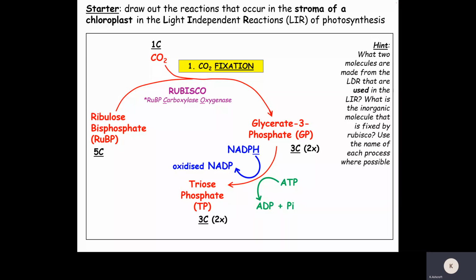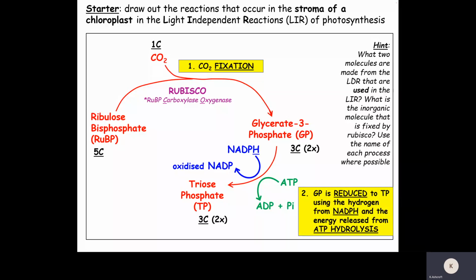Also, the triose phosphate in the stroma of the chloroplast can also be used to regenerate the RuBP, the 5-carbon. Now this is going to require some more ATP, but hopefully you can see that the hydrolysis of ATP will release ADP, but the phosphate and the small packet of energy is used to drive the regeneration of RuBP.